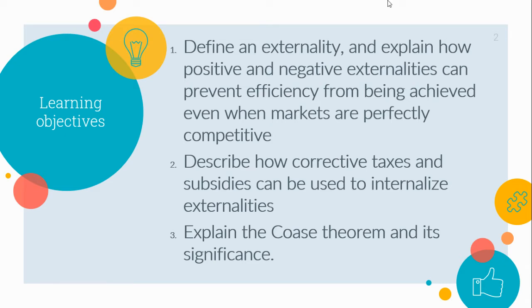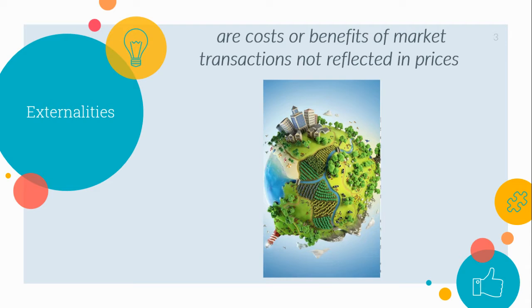Let's define first externalities. So externalities are costs or benefits of market transactions not reflected in prices. When an externality prevails, a third party, bukod sa buyer or seller of an item, is affected by its production or consumption. So the benefits or costs of the third party, either a household or a business, are not considered by either buyers or sellers of an item whose production or use results in an externality.